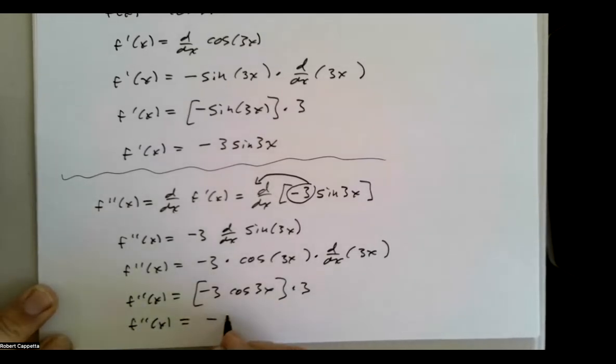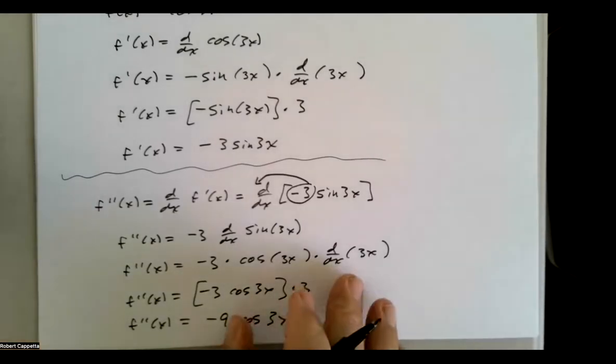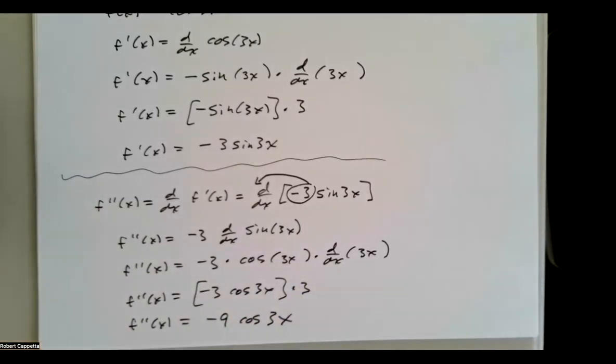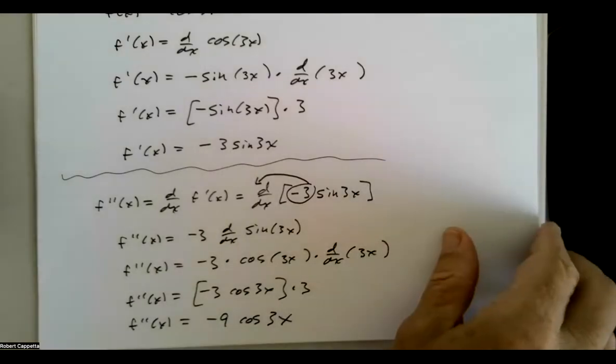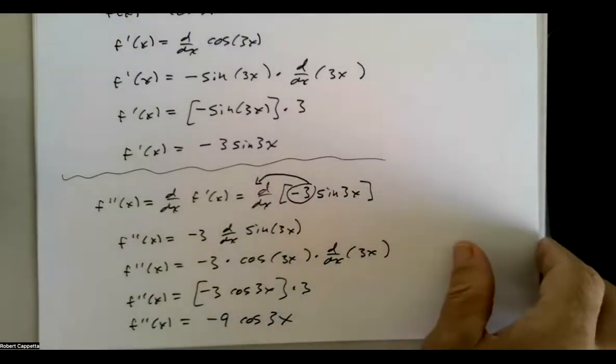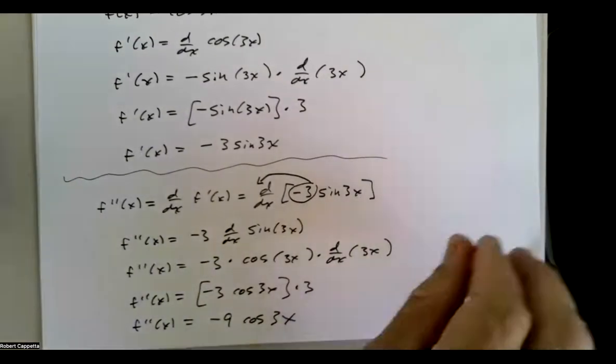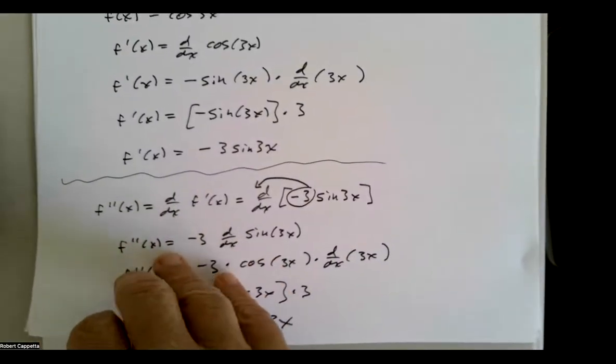Negative 3 times 3 is negative 9 cos 3x. So we started with the function f of x, and then we had a function, the derivative of f of x, and then we had a function, the second derivative of f of x. Let us look at all of those and try to check them as best we can. So our original question was f of x is cos 3x.